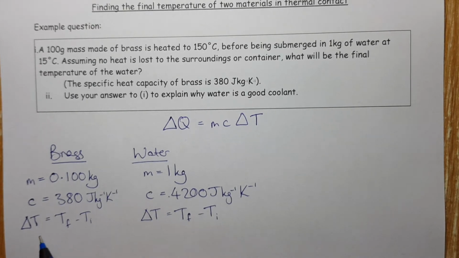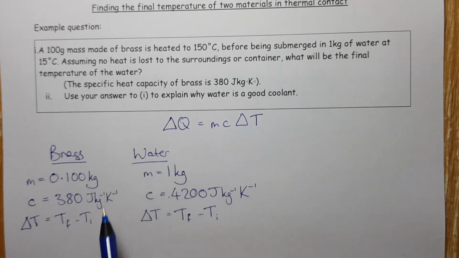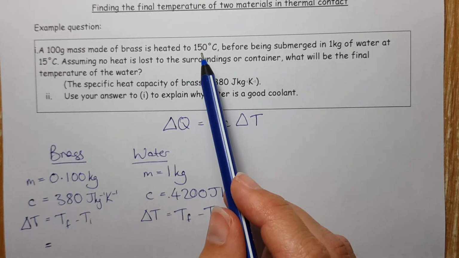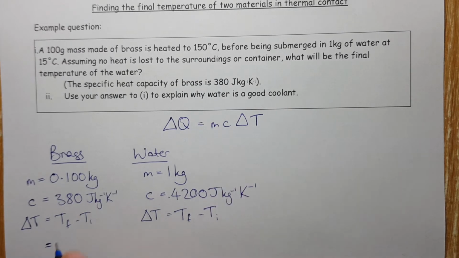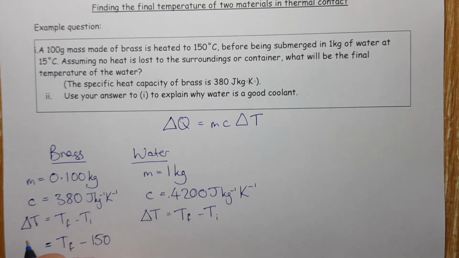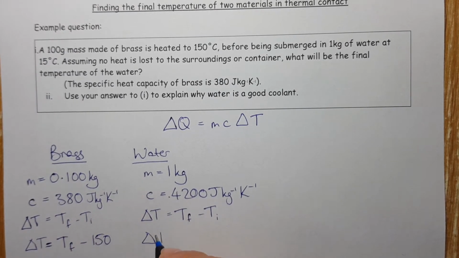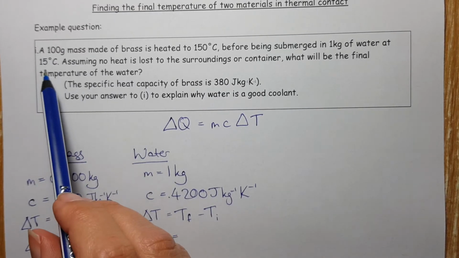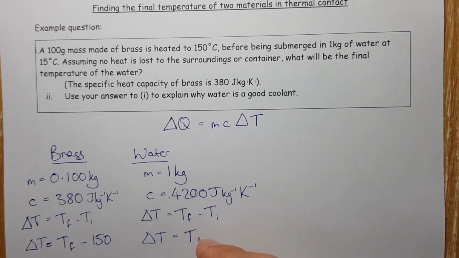And so the key to this is the change in temperature. The brass is starting at 150 and it's going to cool down. So we don't know what the final temperature is, but its initial temperature was 150 degrees C. And then the water is starting at 15 degrees and heating up. So again, we don't know what its final temperature is, but we know it's the same as the brass. Remember, they stop changing temperature when they're in thermal equilibrium, when they've got the same temperature.